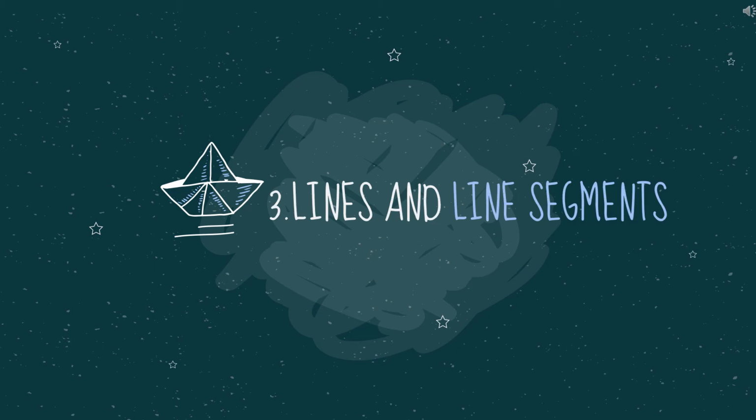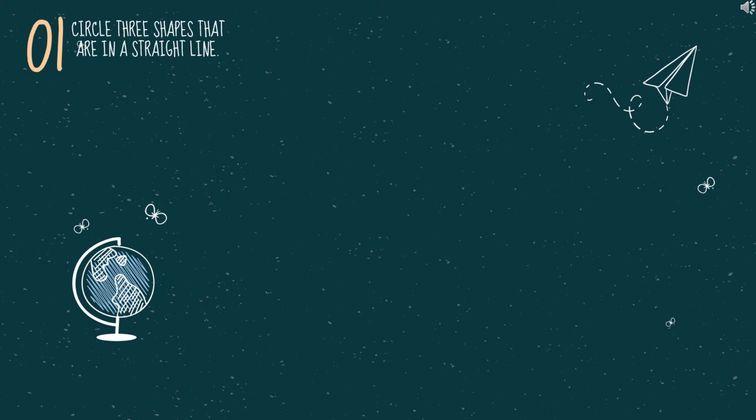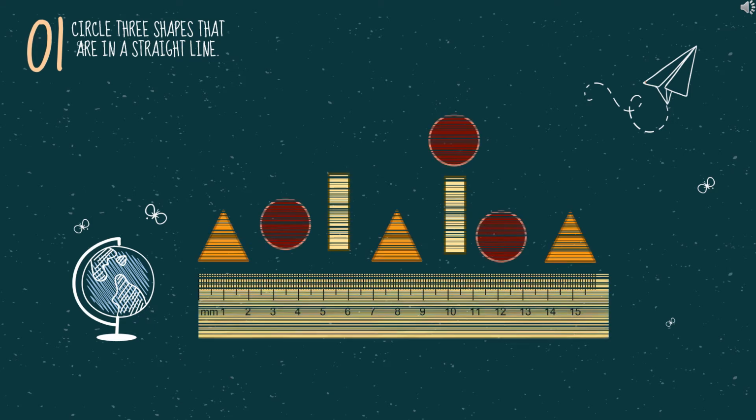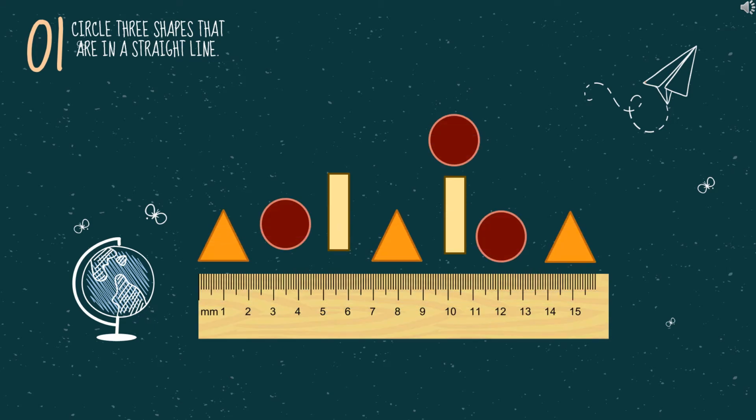Today we are going to look at lines and line segments. Number 1. Circle 3 shapes that are in a straight line. To help us find them, we can line up a ruler underneath. So in this picture, the 3 orange triangles are in a straight line, so we put a circle around them.